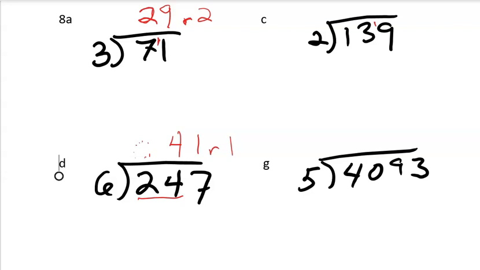Going on to 8G, 5 into 4 doesn't cut it, so I'm not putting anything in this space. I'm moving on to 5 into 40, which is 8. 8 times 5 is 40 exactly. How many 5s are there in 9? Not quite 2, so we have to say 1. 5 times 1 is 5, leaving us a remainder of 4.